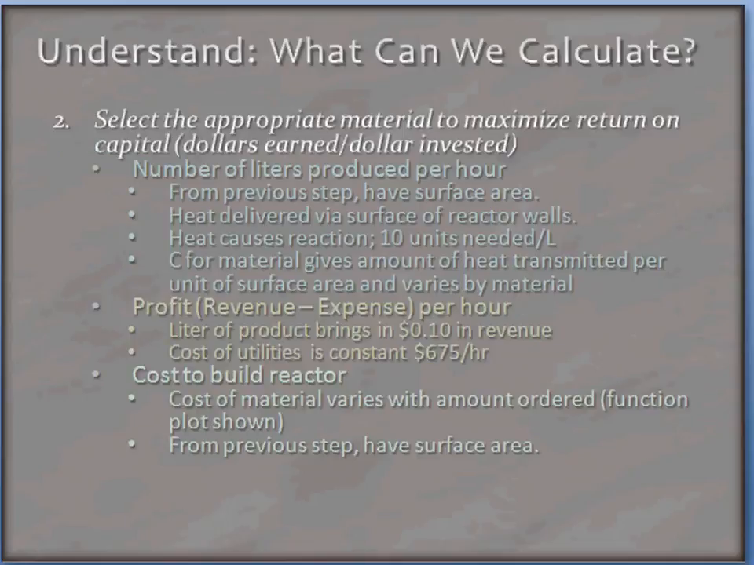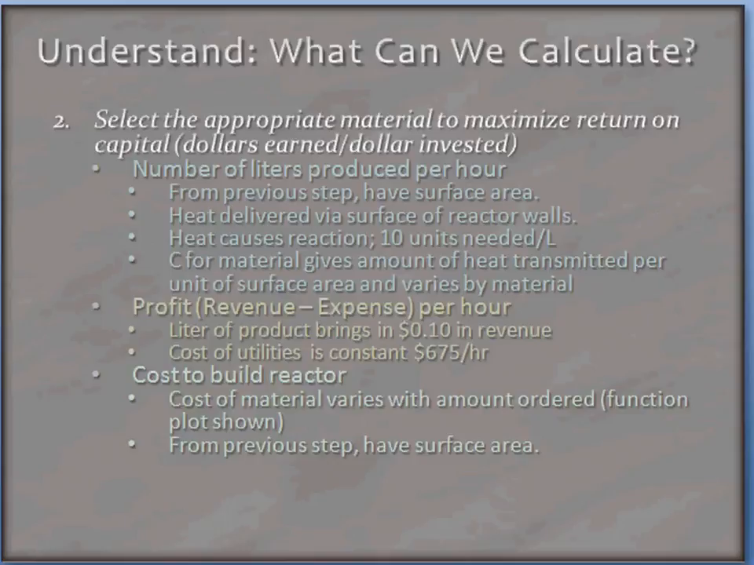We broke down the information that was given to us in the problem statement into three categories based on information that we can deduce from it. First, we're able to calculate the number of liters of material produced per hour because we have the surface area of the reactor, which is used to transmit heat that drives the reaction, with 10 units of heat being needed per liter of reactant. And we also have the heat transfer coefficient, C, for each possible material. This gives the amount of heat that's transmitted per meter square of surface area.